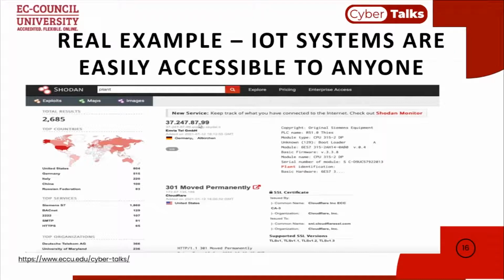What does that mean? As an attacker, somebody would take the IP address, try to run a vulnerability scan, and might exploit it. But this is a scaling situation. If you look at the world map, the total result it gave me was 2685 a few days back. The US alone has 804, Germany 515, Italy 220, China 100, Russia 83.